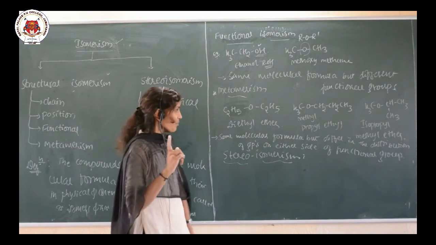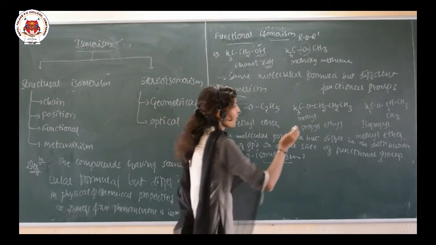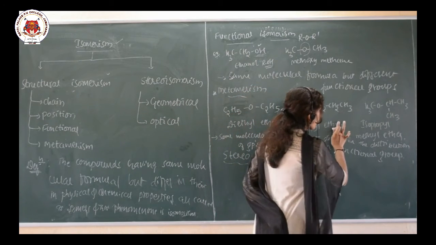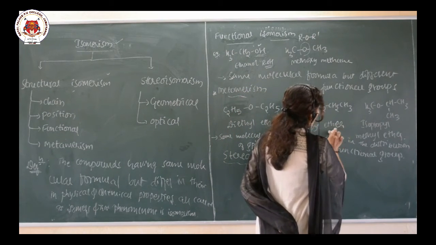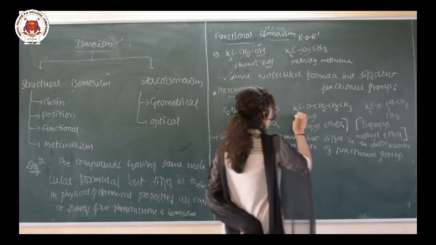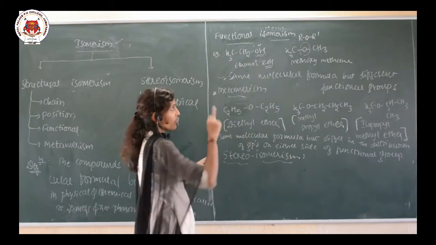See here, these are the examples: diethyl ether, methyl propyl ether, and isopropyl methyl ether. So these are the three examples. Just look at the examples. I told you the general formula of ether is R-O-R dash.